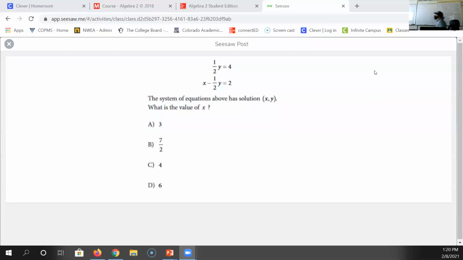Okay, so Bellwork says the system of equations above has a solution x, y. What is the value of x? And we're given 1/2 y is equal to 4, and then x minus 1/2 y is equal to 2. So I have both equations here.